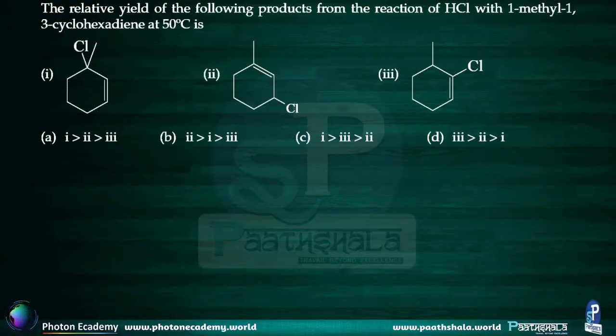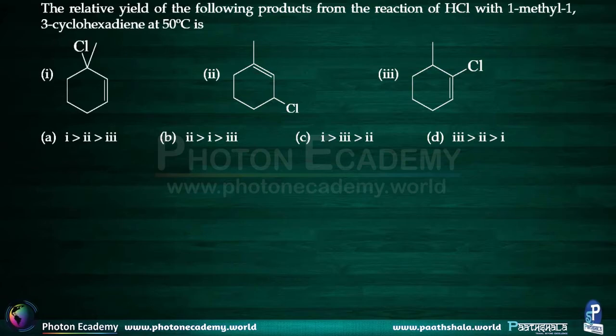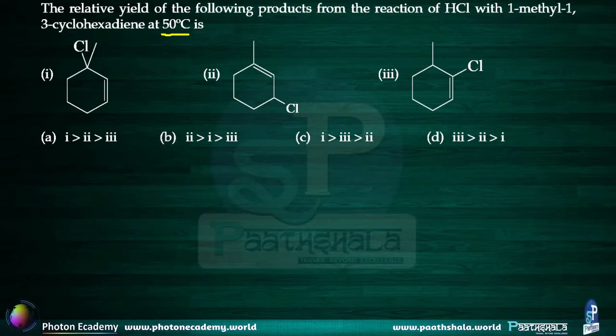Here we have been asked to find the order of the yield of the following organic compounds when 1-methyl-1,3-cyclohexadiene is going to react with HCl at 50 degrees centigrade. Now this is a very important question, and there is something very specific mentioned here, that we have a temperature of 50 degrees centigrade.